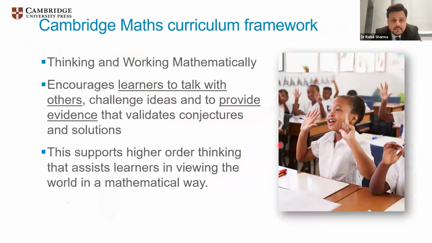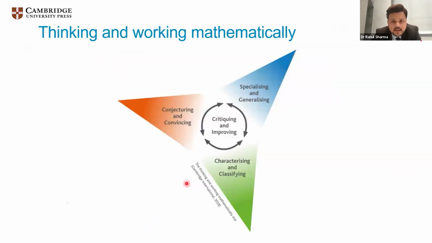So what exactly is this Cambridge Maths Curriculum Framework trying to do? Helping the child to think and work mathematically, encouraging the learners to talk with others, challenge ideas, and provide evidence. This supports higher order thinking that assists learners in viewing the world as a mathematician, I would say. So this thinking and working mathematically has been beautifully designed as a star, where you can see specializing and generalizing as one of the points, characterizing and classifying, conjecturing and convincing. And at the center, we have critiquing and improving.